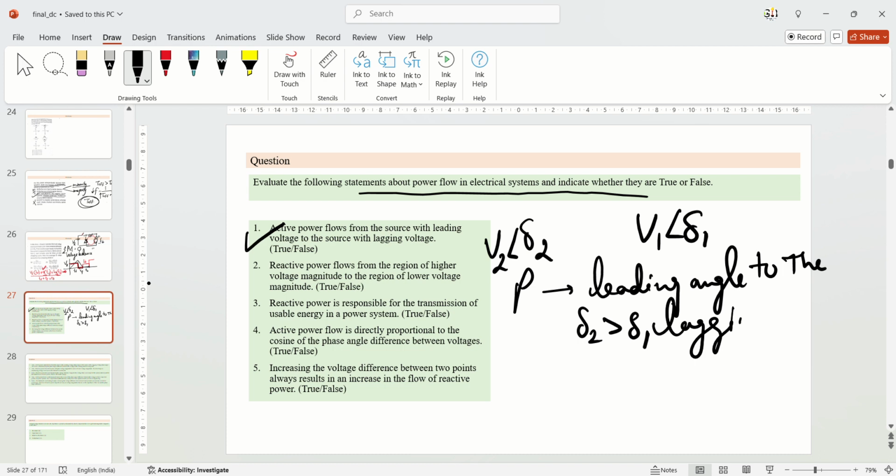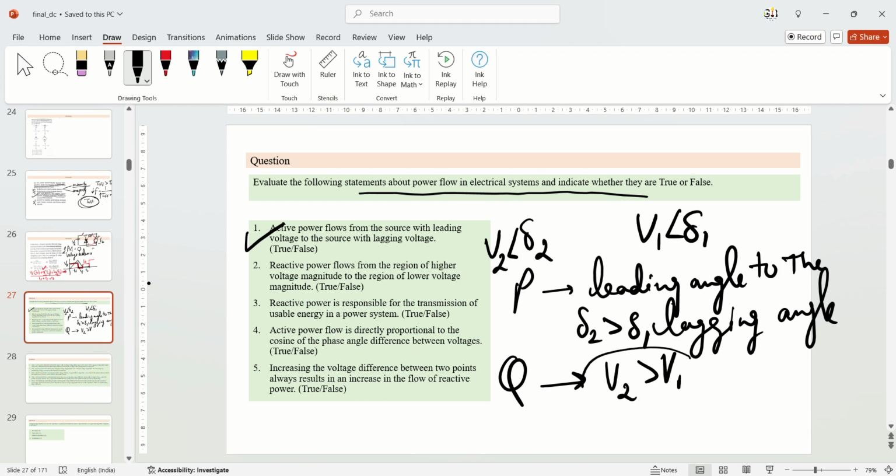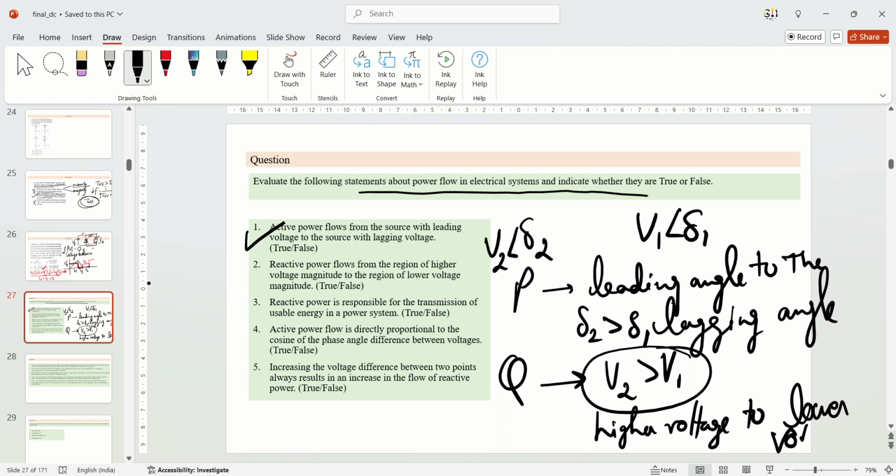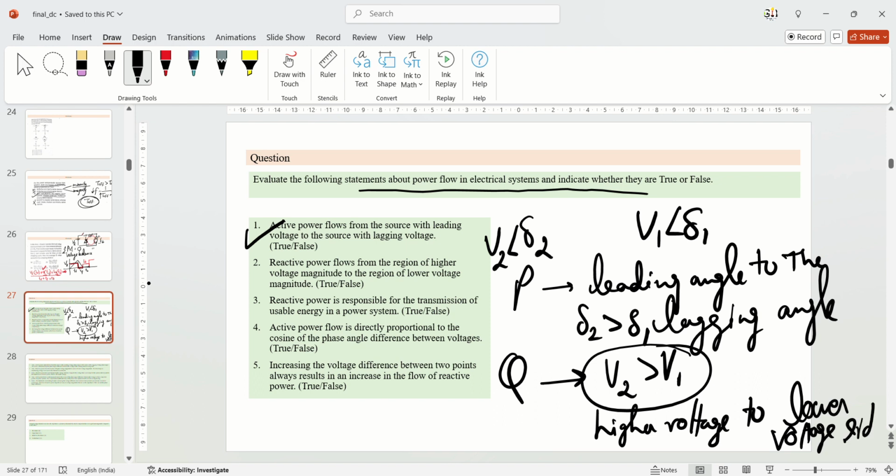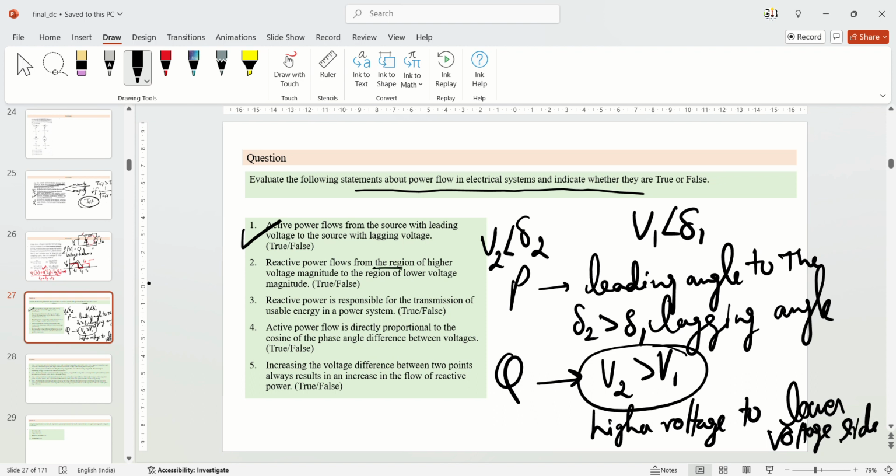And the reactive power will move from the higher voltage side to the lower voltage side. Suppose V2 is greater than V1, then the reactive power will flow from the higher voltage to the lower voltage side. So the reactive power flows from the region of higher voltage magnitude to the region of lower magnitude. That is true.